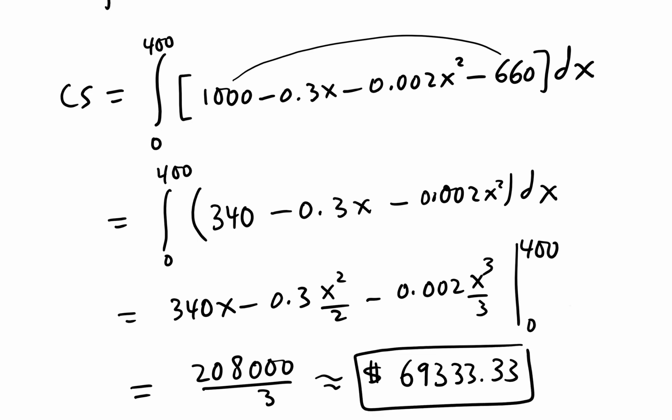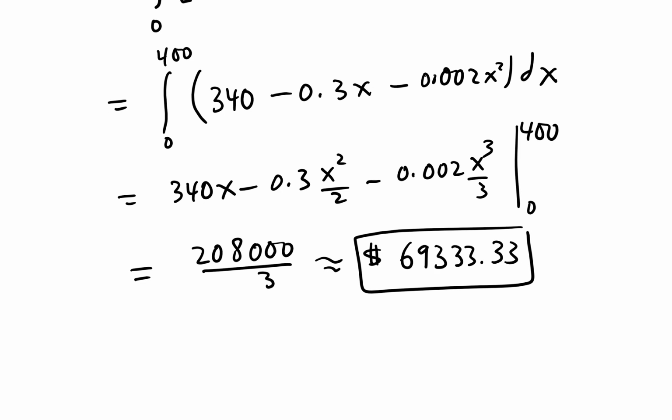So this means if we buy 400 for $400, the savings here will be that much based on the demand function that was given to us.